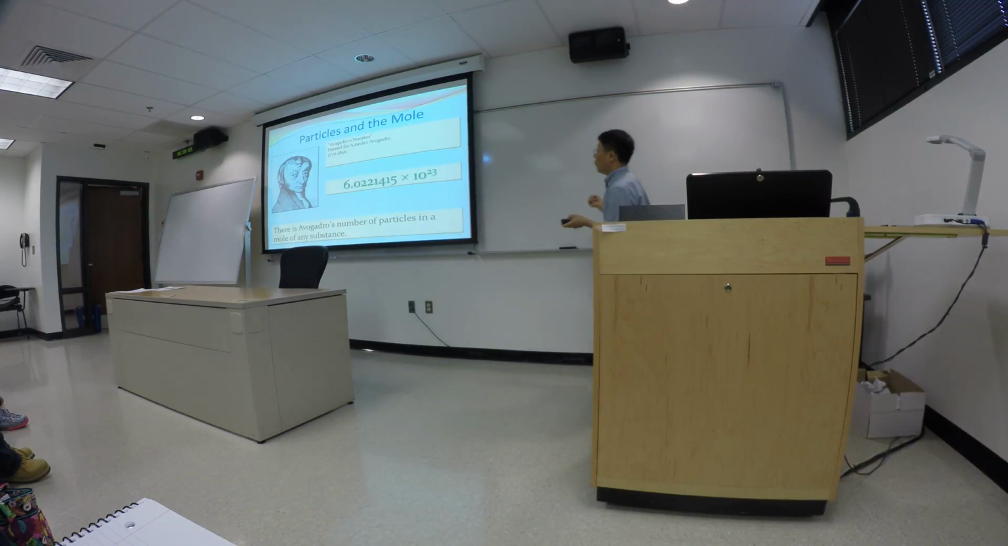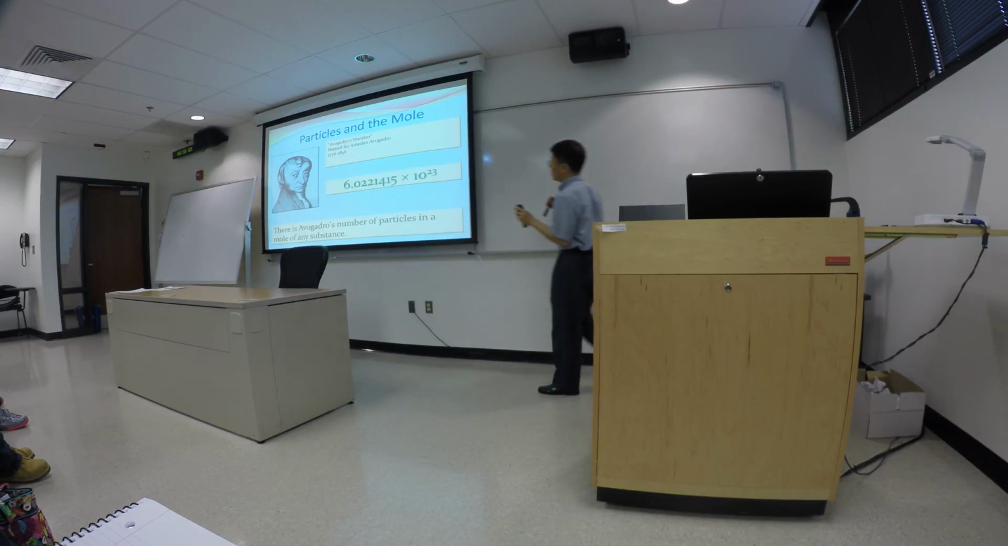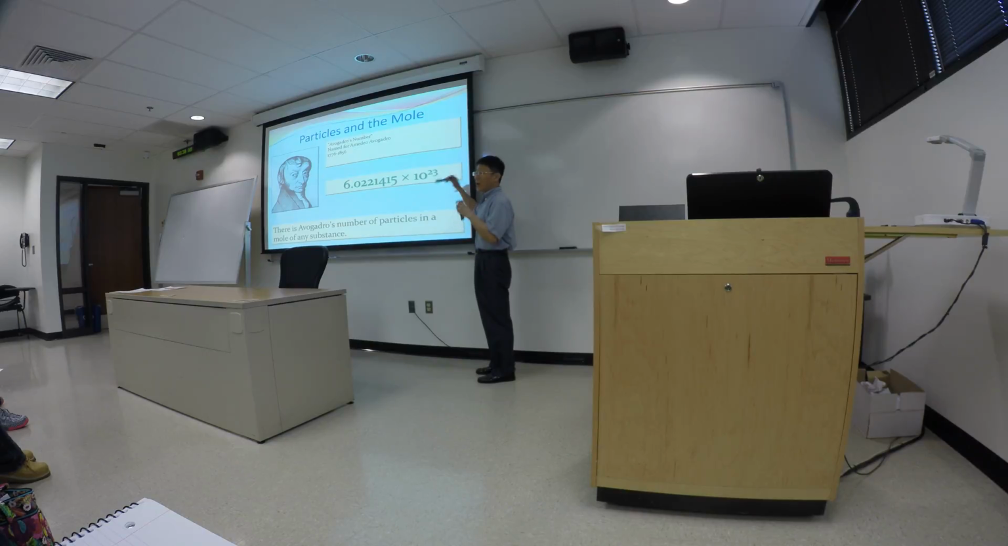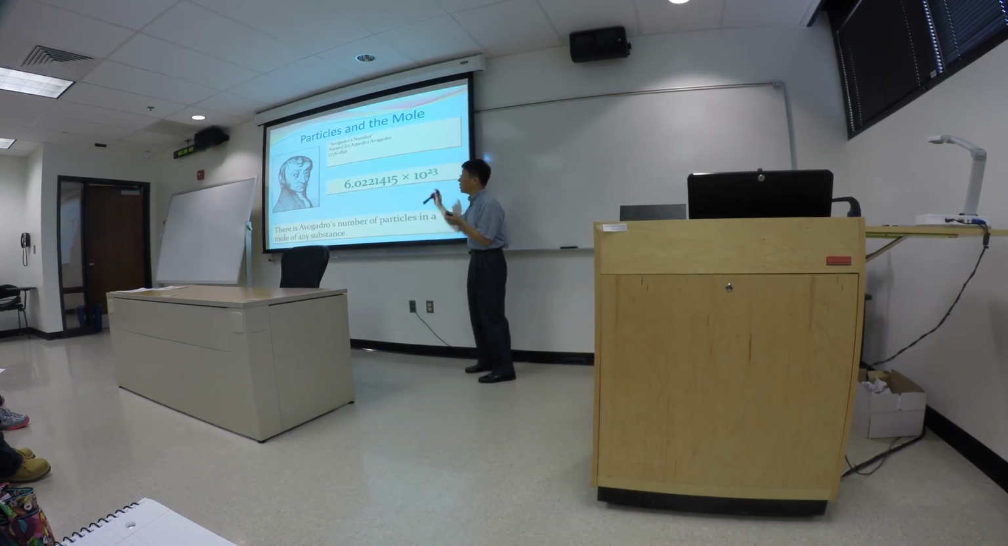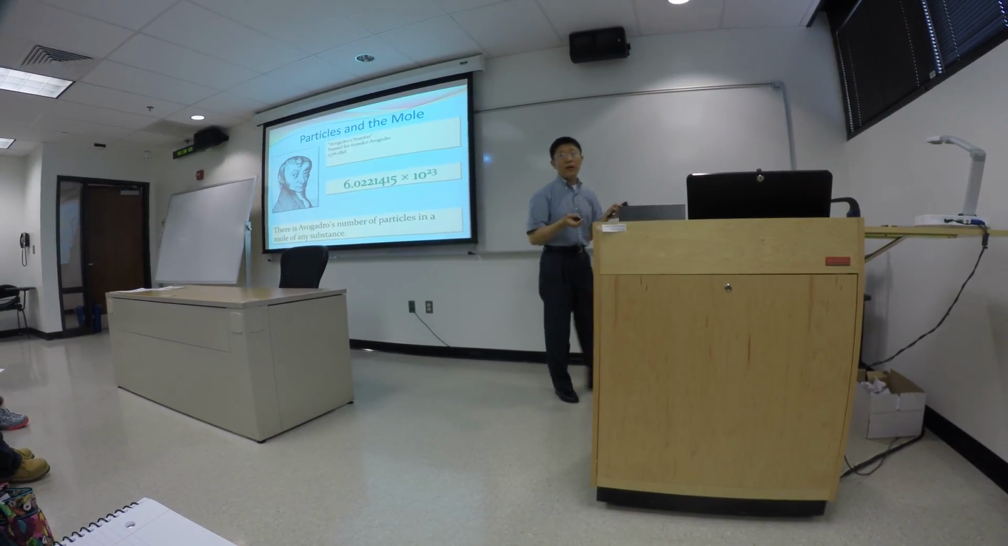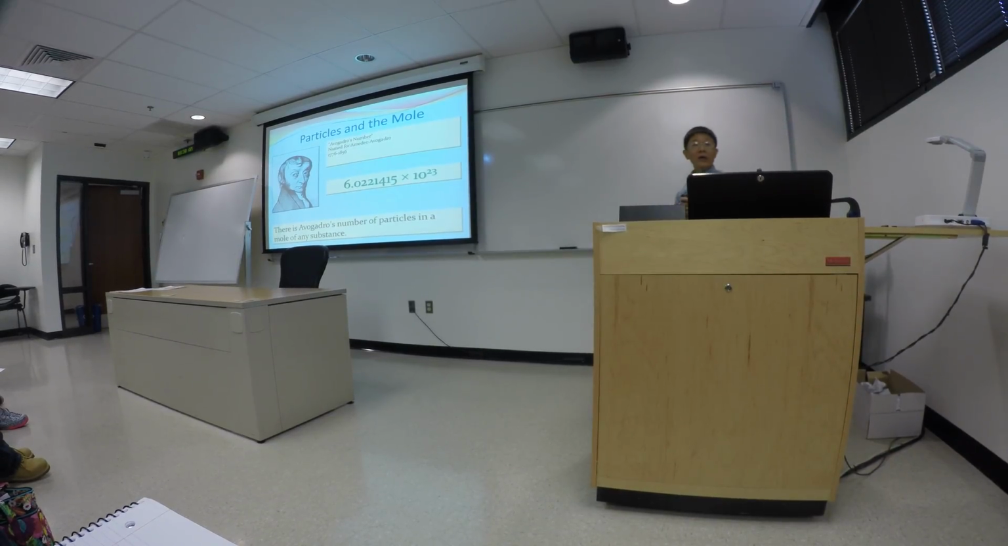Okay, now 1 mole represents 6.0221415 times 10 to the 23rd. That many number of particles. And this is the number that we call Avogadro's number. Okay. Now, Amedeo Avogadro, an Italian scientist, came up with this idea.